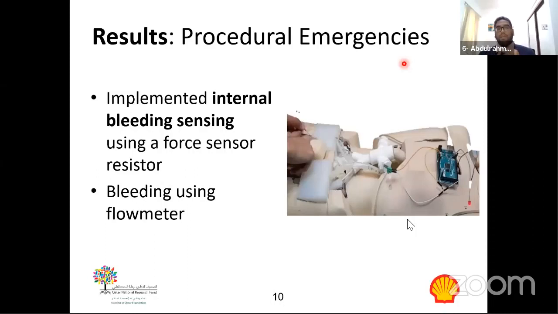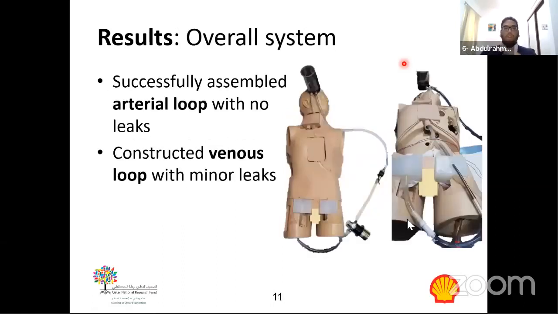For the procedural emergencies, we have implemented two methods. Internal bleeding, which happens when the cannula goes into the simulated renal vein. Typically when this happens, there will be internal bleeding and the patient might die, so we're trying to emulate it in order to make the lecturer aware of this in case it happens. And bleeding, using the flow meters: we're continuously measuring the flow and detecting how much liquid is lost in the system.